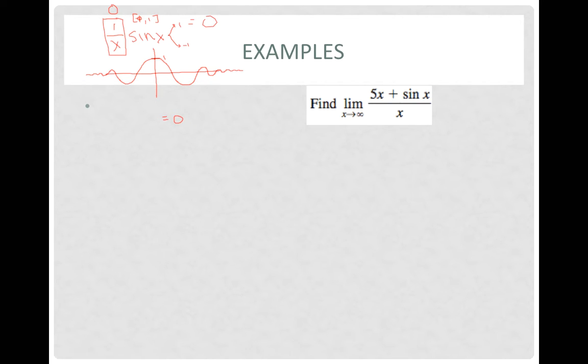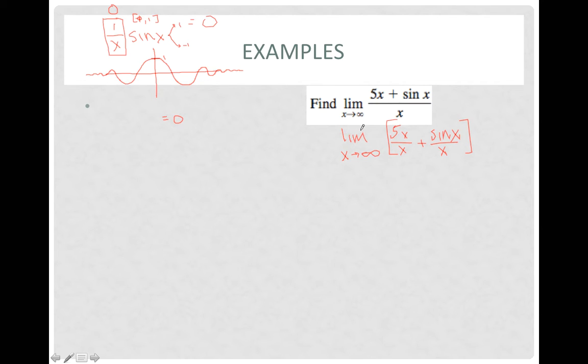All right, this one here, a little bit different style. Got a lot of extra stuff in here. But what we want to do is use some of those properties to make this a simpler problem. I can rewrite this, and maybe you see this as well. I can rewrite this into something simpler, or maybe more complex, however you want to look at it, as 5x over x plus sine x over x.